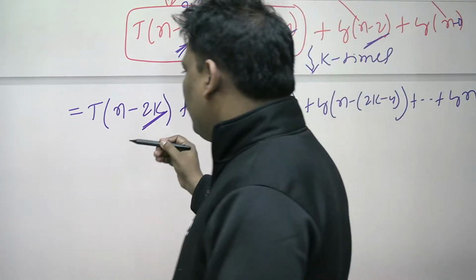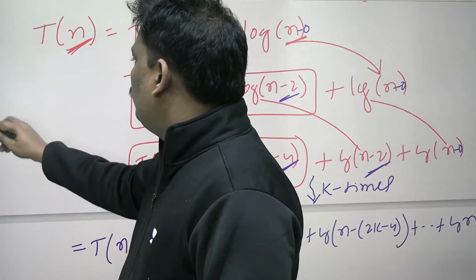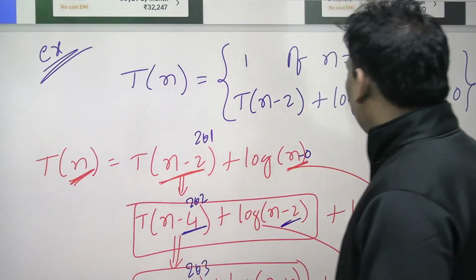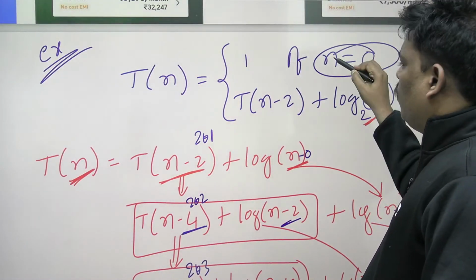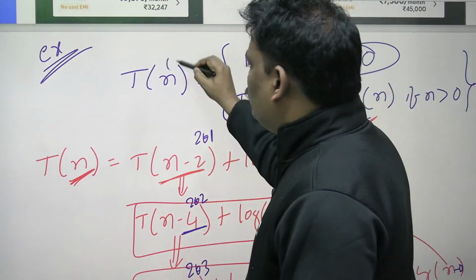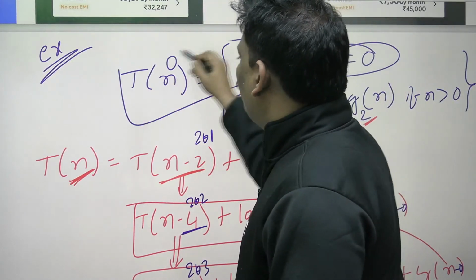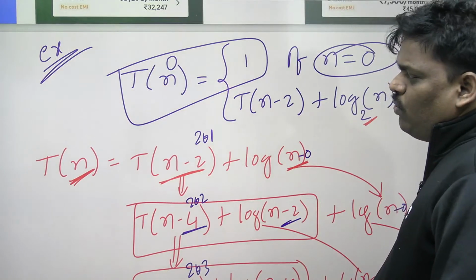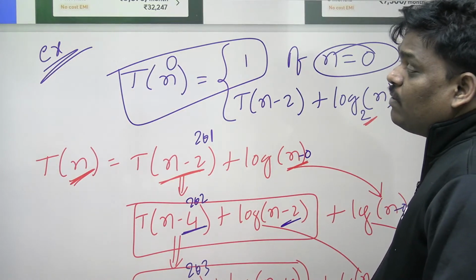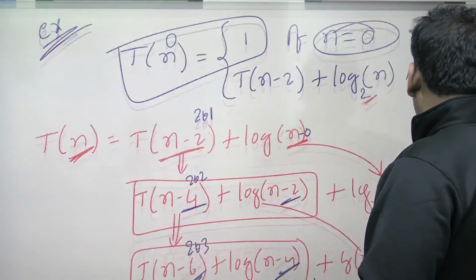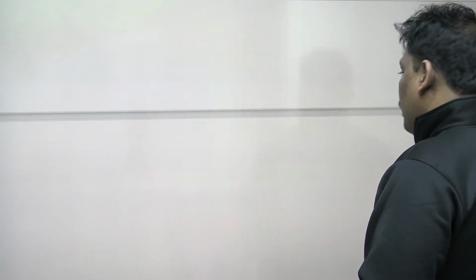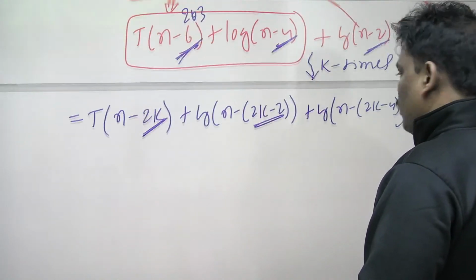Now, if you observe clearly, according to the given problem, when n is 0, T of 0 is 1. Remember, T of 0 is 1. That is what he is saying.